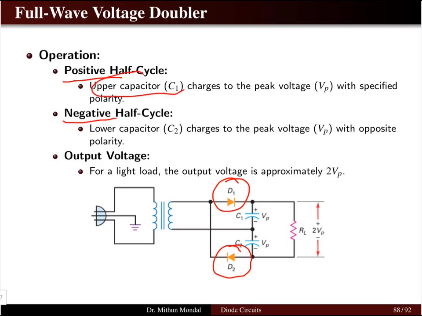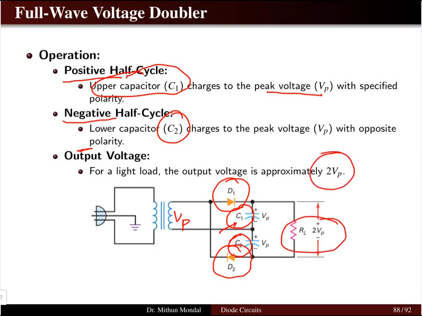So the upper capacitor C1, which is connected, will charge to the peak voltage. Whatever peak voltage we are getting here, Vp, it will charge for one polarity, and the other capacitor C2, which is in the downward direction, will charge for the other polarity. So you will be getting 2Vp at the output voltage when the load is light.